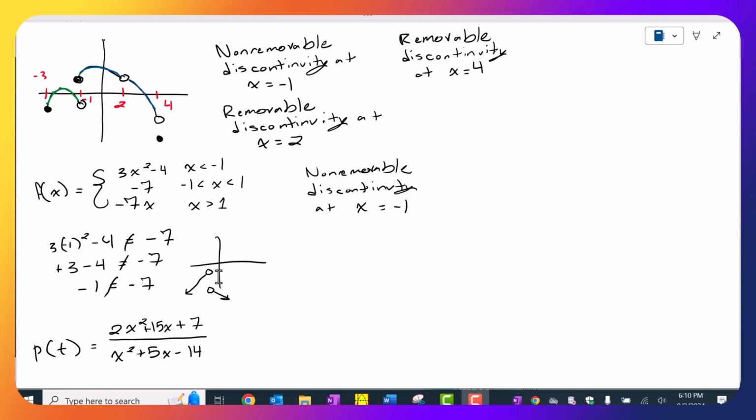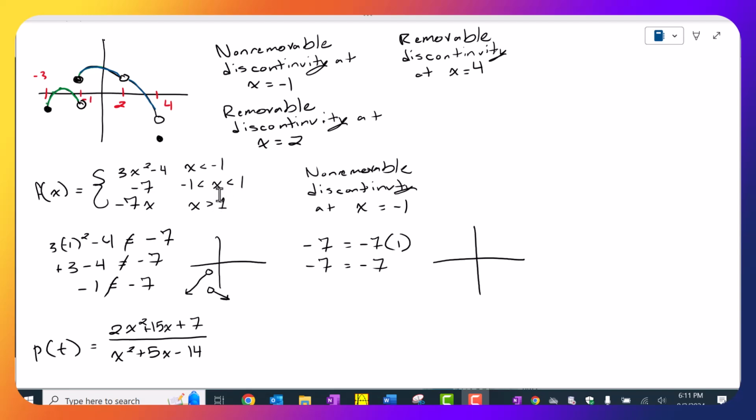Now we're going to check our 1. Again, we'll check it by evaluating. We have negative 7 equals negative 7 times 1, which these values are equal. So when I sketch my graph, I'm going to know that at both sides I have negative 7. So it's only going to be one dot.